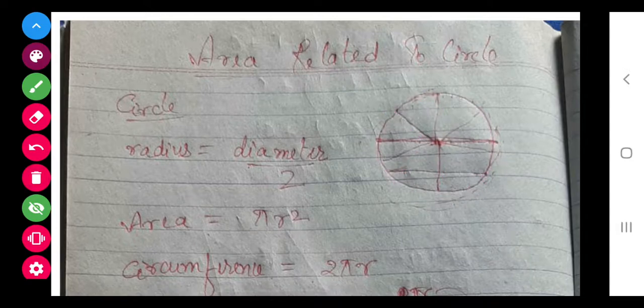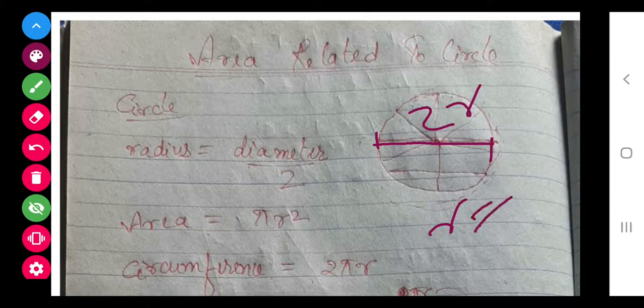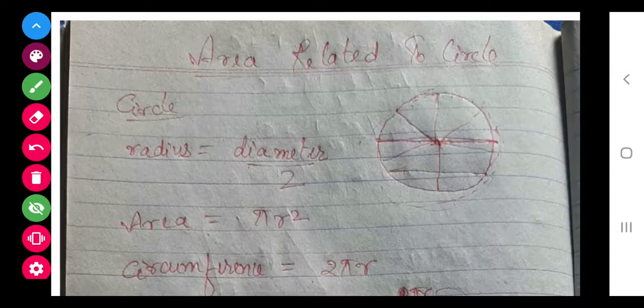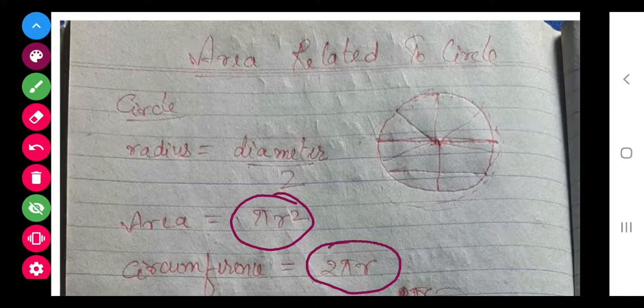Number 1. Number 2, you all know diameter, that is twice the radius, or you can say the longest chord which passes through the center, so that's the diameter, and diameter is equal to 2r, so r is equal to d upon 2, that is diameter upon 2. Next, you all know about this formula, area of the circle. You all know about this formula, that is the circumference.